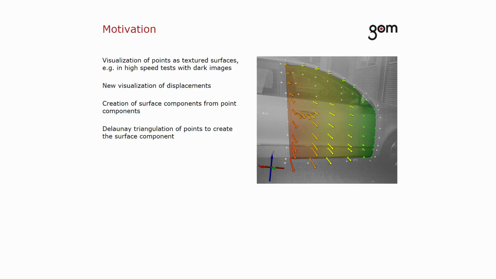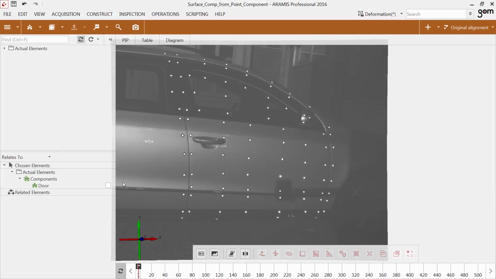To create the surface component, the function triangulates the points of the point components by using the Delaunay triangulation. Small angles in the triangles are then minimized. Let's try out the new feature in Aramis Professional 2016. In this project, a point component called door already exists.